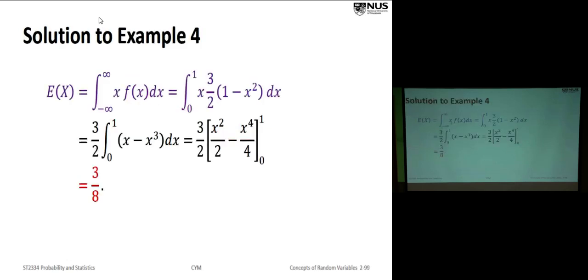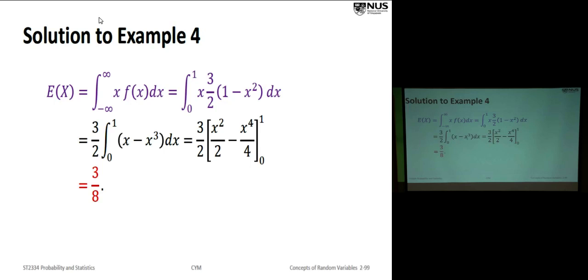Okay, so by definition, the expectation is X times f of X. And so this thing is only equal to the integral from 0 to 1, because remember this density function is 0 outside the interval 0, 1. X, and this is the PDF, 3/2 times (1 minus X squared). Okay, and now we're doing simple integration. We can take the factor 3/2 outside the integral. You multiply X times this, you get X minus X cubed.